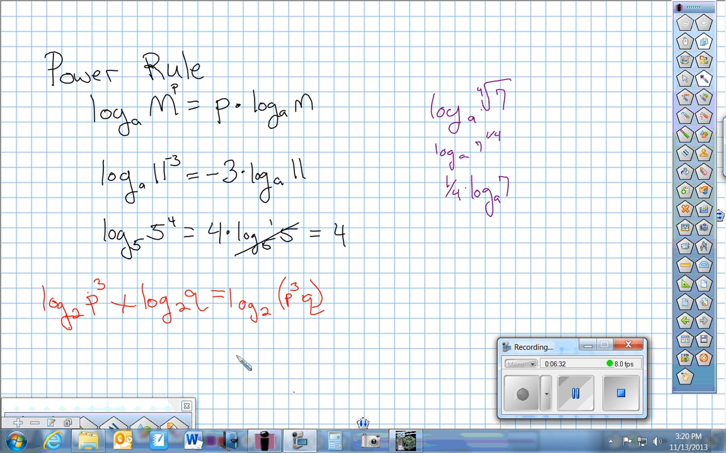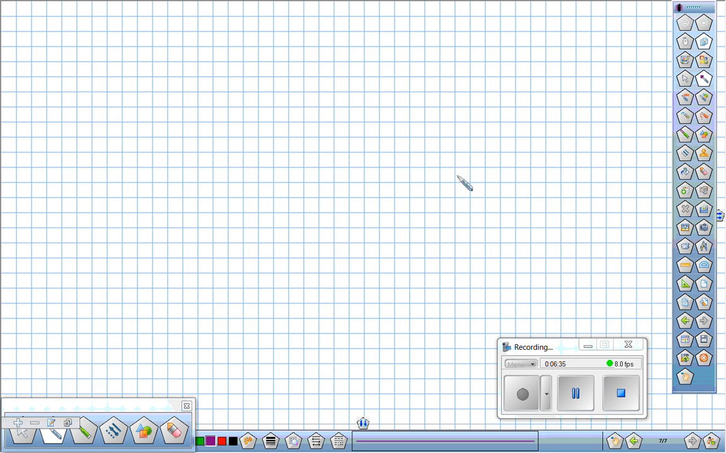And so those are the product and power rules. Then we have the quotient rule. What happens with the quotient rule in generic terms is the log with a base of a of m over n. Where with products we added, here we'll subtract them, so we have to make sure that we're writing them in the correct order. So I have log of m base a minus log of n base a.